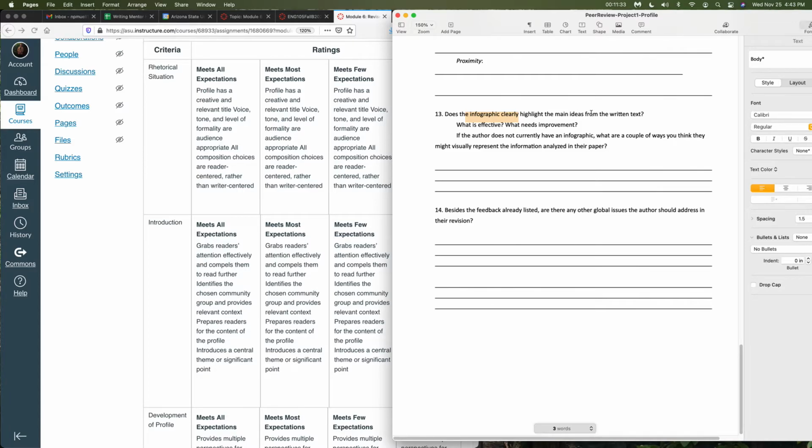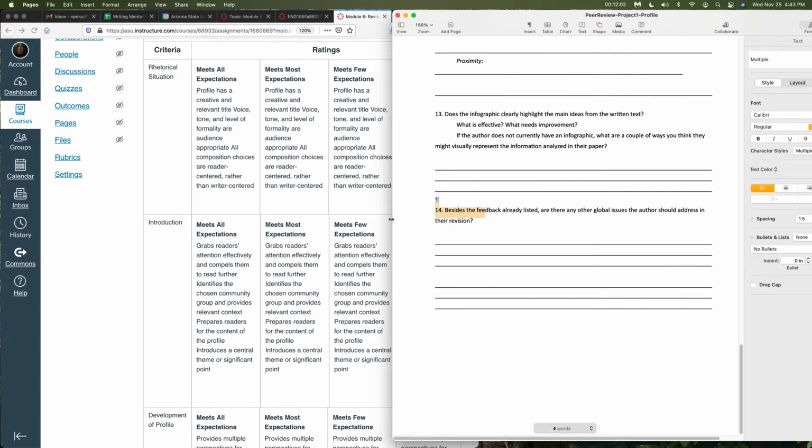Visuals are so catchy. They're more immediate and emotionally affecting, because human beings, we're such visual creatures, right? So consider what your peer's infographic could be doing, based on the text that you've already read from your peer, and offer some suggestions if at all possible.